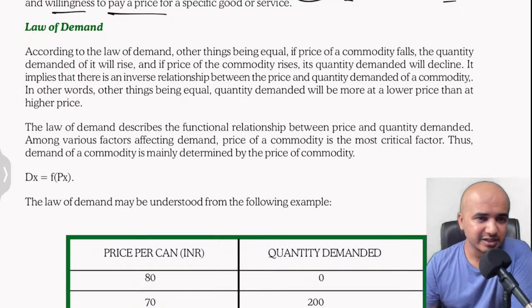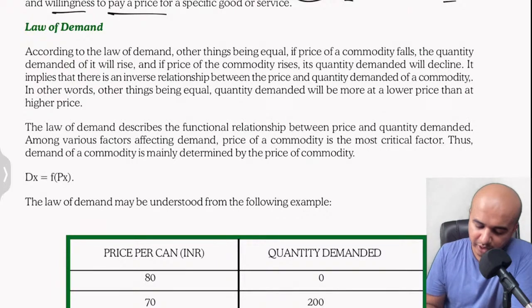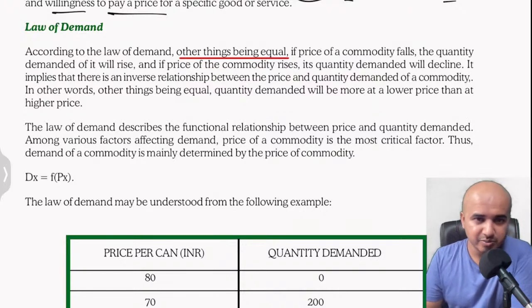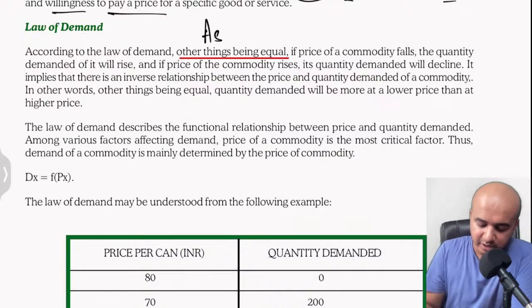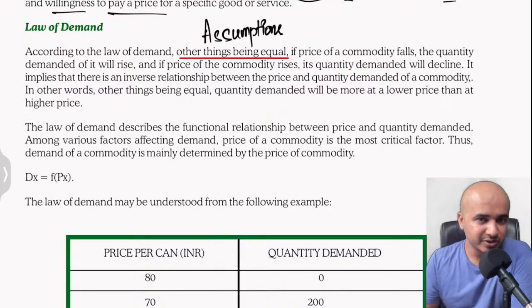Now let us see what exactly they say in this section, that is the law of demand. According to the law of demand, other things being equal, this is very important. So whenever they say other things being equal, what they are trying to tell us is that there are various assumptions which we are making while proposing this particular theory of demand. So if all the other things remain the same, then this rule will be applicable. Okay, let us see what exactly they are referring to.